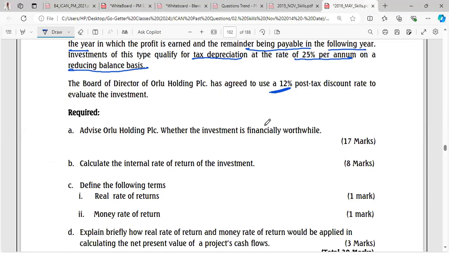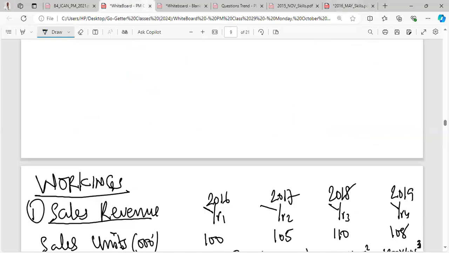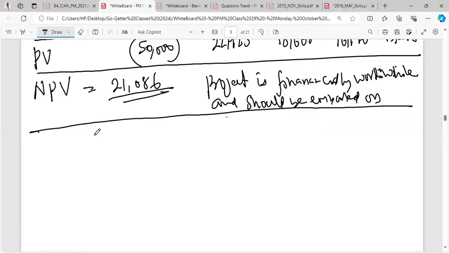Now we are going to calculate the internal rate of return. When we calculate the internal rate of return, let's see what it is. So we are going to look at the B part now, the second part, internal rate of return.